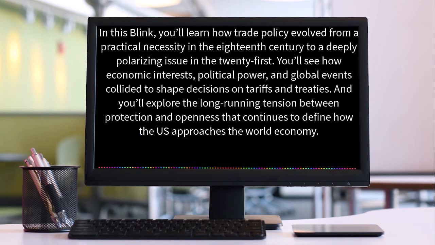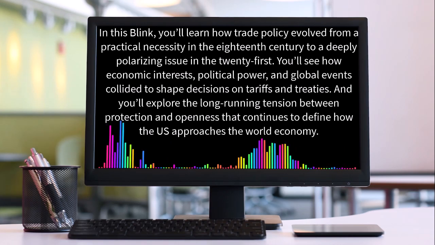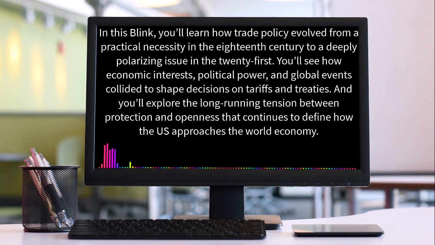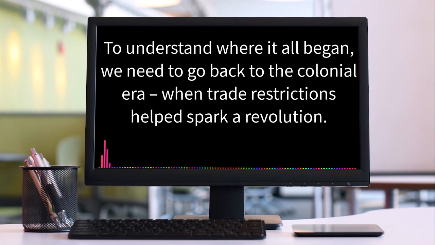In this blink, you'll learn how trade policy evolved from a practical necessity in the 18th century to a deeply polarizing issue in the 21st. You'll see how economic interests, political power, and global events collided to shape decisions on tariffs and treaties, and you'll explore the long-running tension between protection and openness that continues to define how the U.S. approaches the world economy. To understand where it all began, we need to go back to the colonial era, when trade restrictions helped spark a revolution.